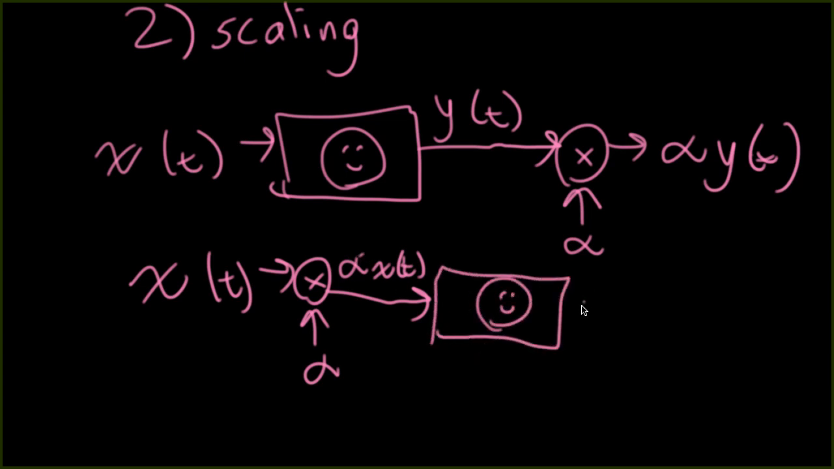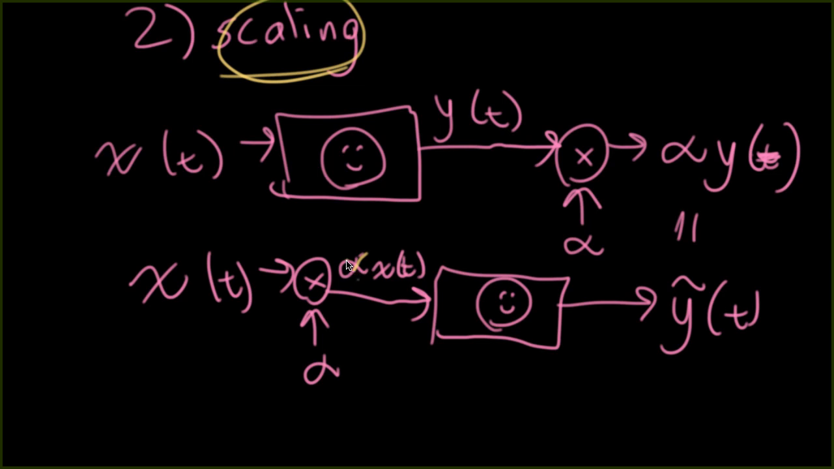And the question is, what comes out? So let's generically call this y tilde(t), because we don't know yet. But if this y tilde(t) equals the alpha y(t) that comes up here at the top, then we'll say that it has this scaling property. So we should be able to scale the signal, run it through the system, or run it through the system and then scale it and get the same thing out. So let's look at some examples.